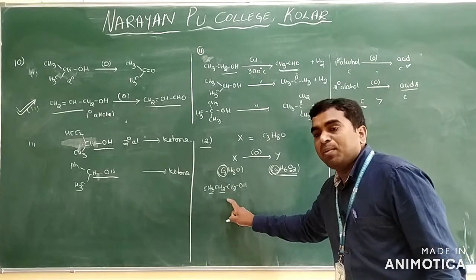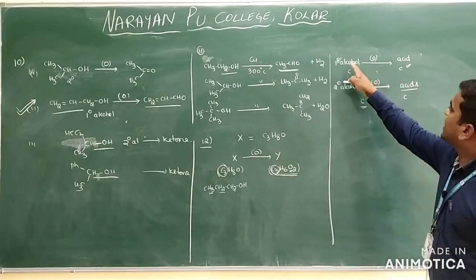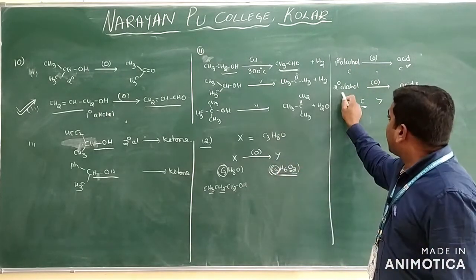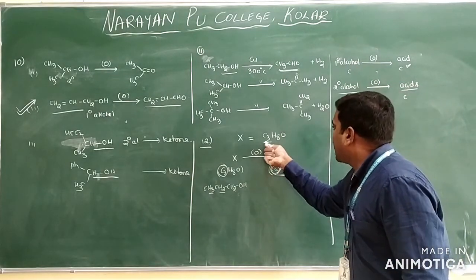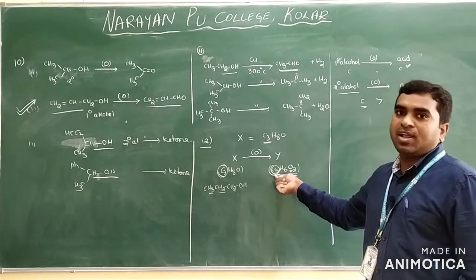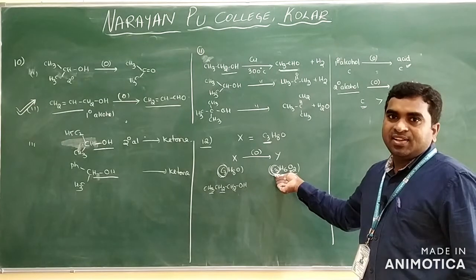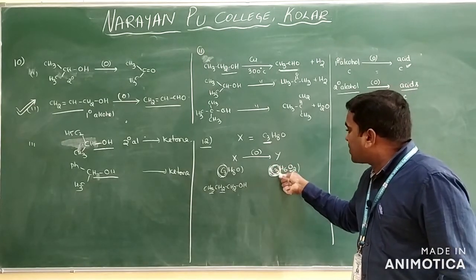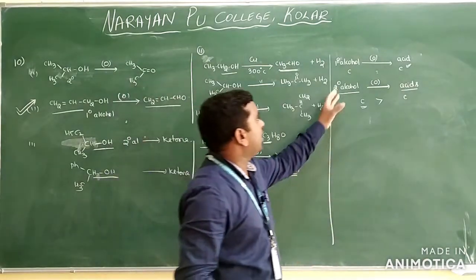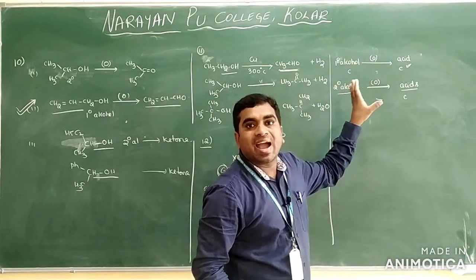Why? Because if I take the secondary alcohol, here the same carbon atom count should not be present. If 3 are there, it should be less than 3. So the carbon atoms are not changing. Carbon atoms are not changing means the alcohol is a primary alcohol.